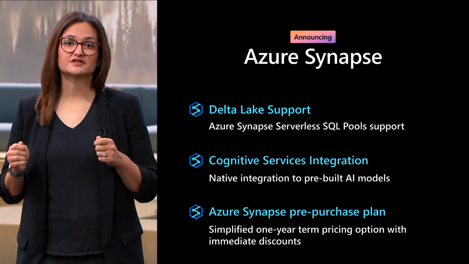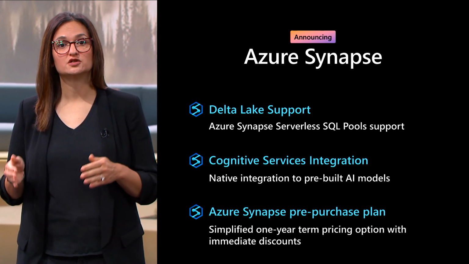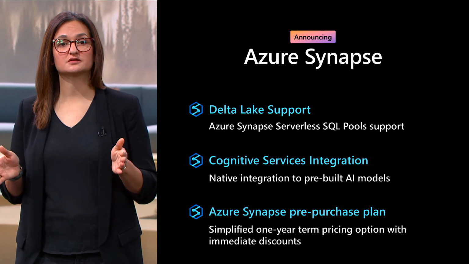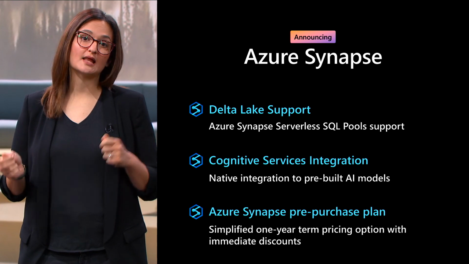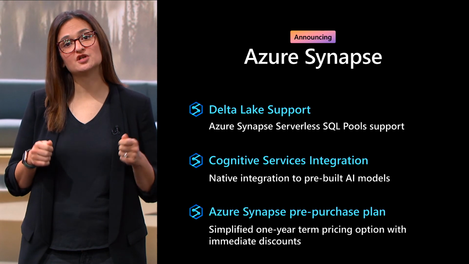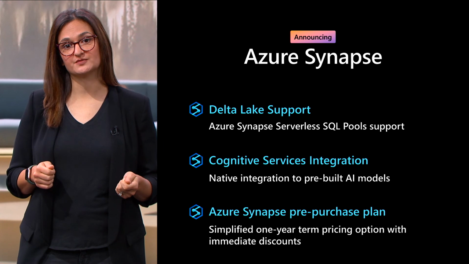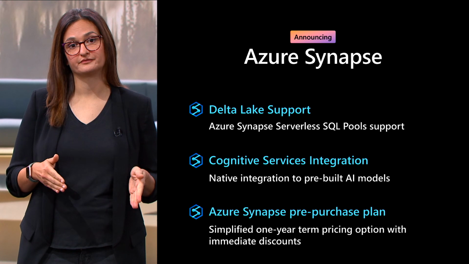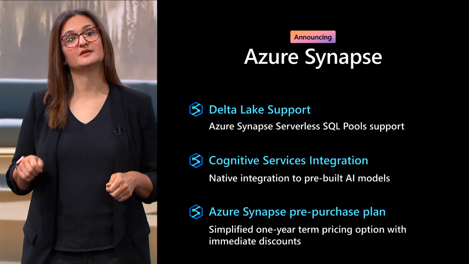Second, Cognitive Services integration allows you to use Azure Cognitive Services pre-trained models to enrich your data with AI in Azure Synapse Analytics. You can do so with the Cognitive Services wizard in Synapse Analytics or write your own code. Lastly, a pricing update is that Azure Synapse pre-purchase plan is now generally available across all global regions except China. This pre-purchase plan enables customers to prepay for Azure Synapse Compute for a 1-year term. Customers that use this pricing option can save up to 28% compared to the pay-as-you-go pricing.